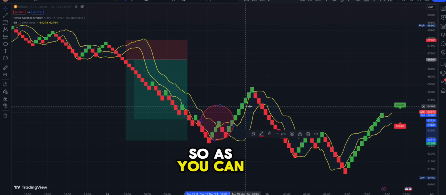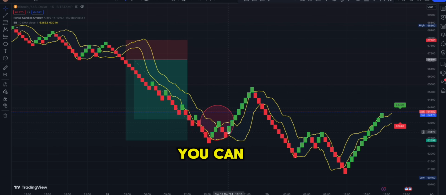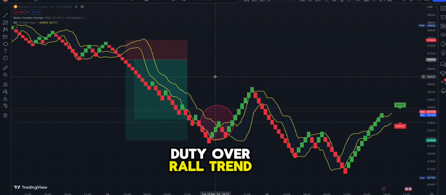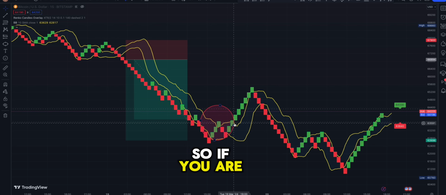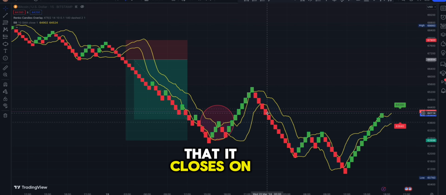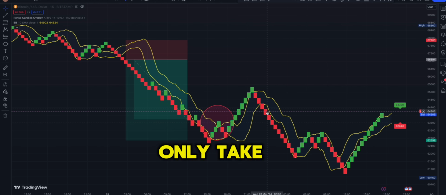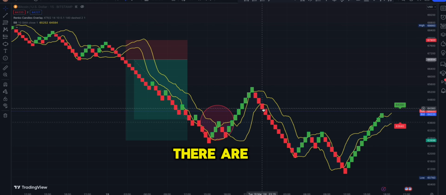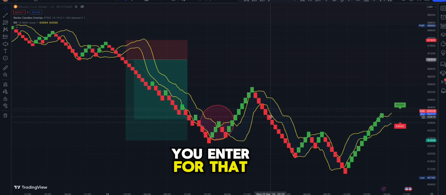So as you can see here, you can enter for a short buy. Mind you, the overall trend here is a sell. So if you are taking a buy, you'll be very careful while taking a buy. But don't take any market if you didn't notice that it closes below the Bollinger Band. Only take a market when you see that there are 2 charts that have closed below the Bollinger Band. That is when you will enter for that market.